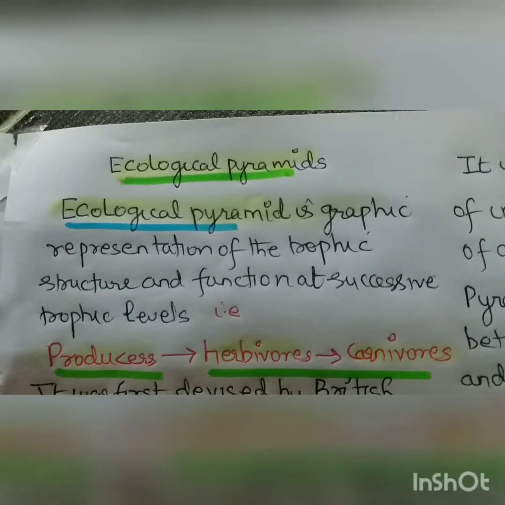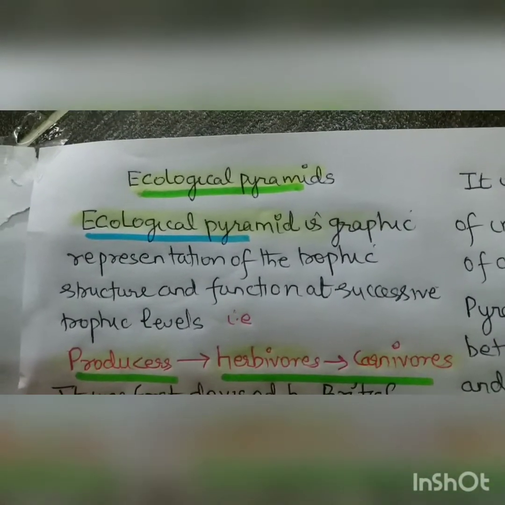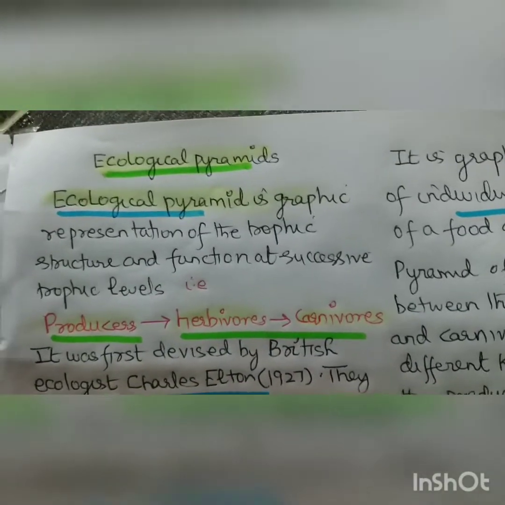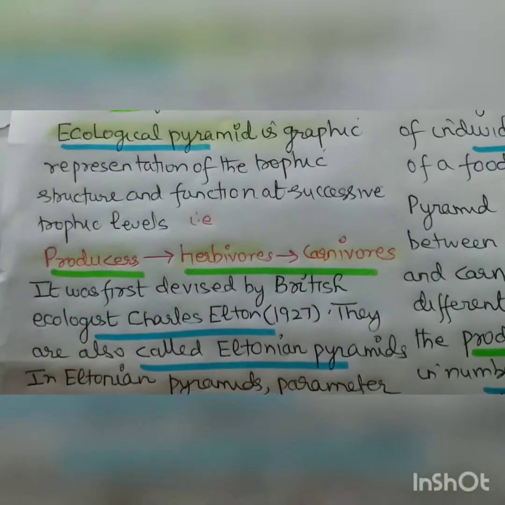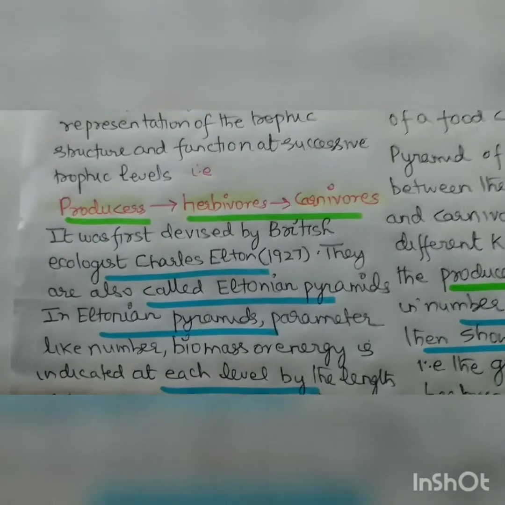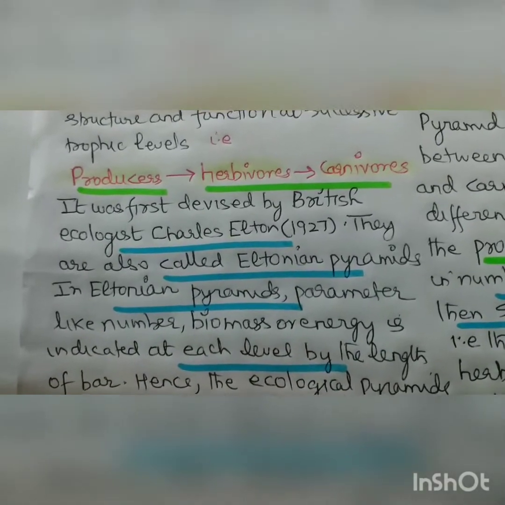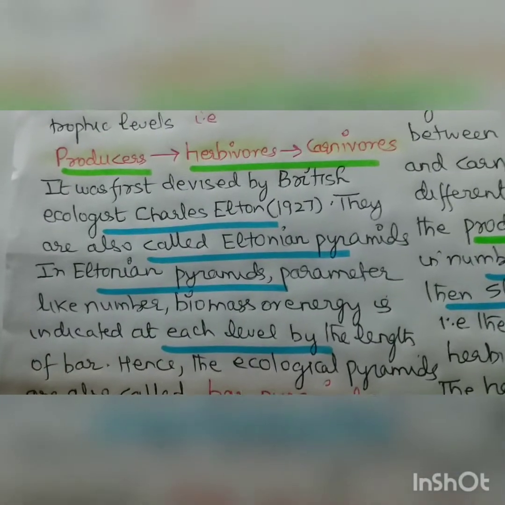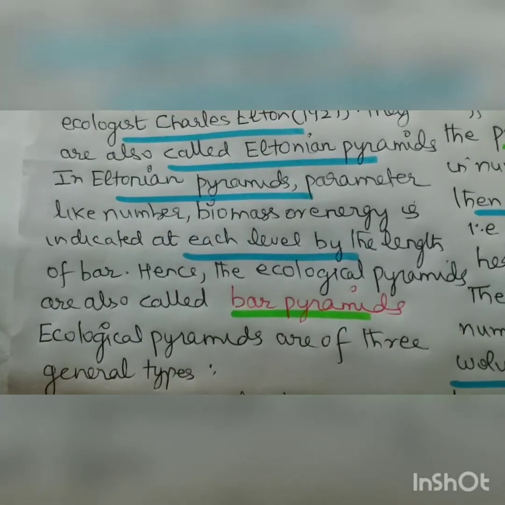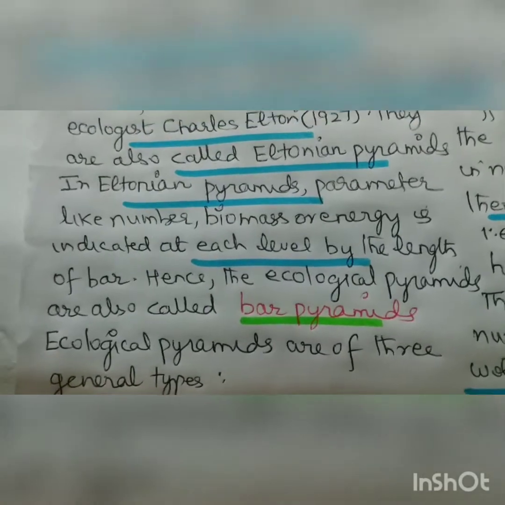So now I am starting today's topic, ecological pyramids. Ecological pyramids are a graphic representation of trophic structure, which we did day before yesterday. It is a graphic representation of trophic structure and function at successive trophic levels, the producers, herbivores, carnivores. It was first devised by the British ecologist Charles Elton in 1927. They are called Eltonian pyramids because they were devised by Charles Elton. In Eltonian pyramids, parameters like number, biomass and energy are indicated at each level by the length of the bar.